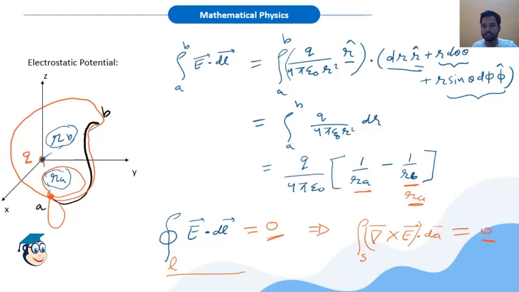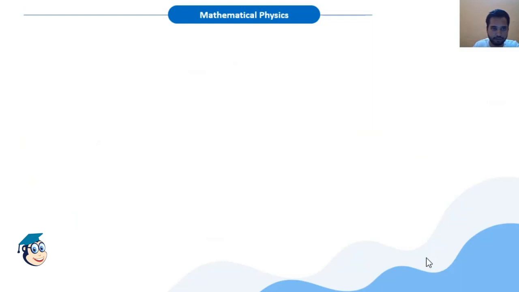Now, if integration is 0, then you can surely say the integrand must be 0. So here integrand is del cross E, that is curl of E. So I am writing this on the next slide. What we have concluded is del cross E is equal to 0. That means curl of E is equal to 0. So whenever we have curl of some field equal to 0, we call this field E to be a conservative field.